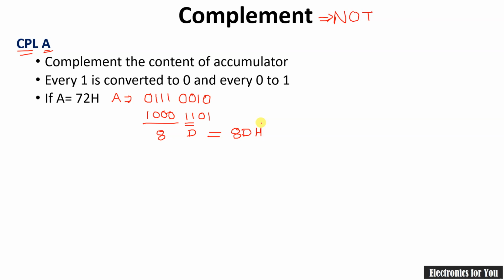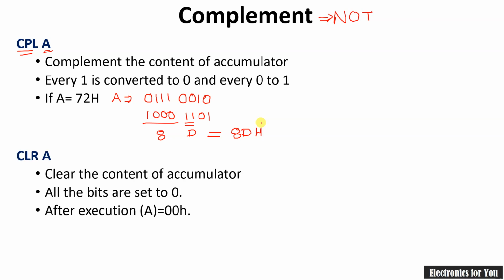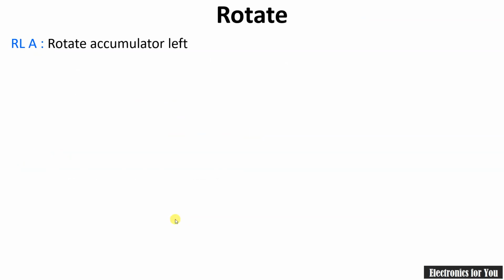Similarly, one more operation is there, that is nothing but clear accumulator, CLRA. Here, clear means make the content of the accumulator 0, meaning each bit will be replaced by 0, and after that any value in the accumulator will become 0.